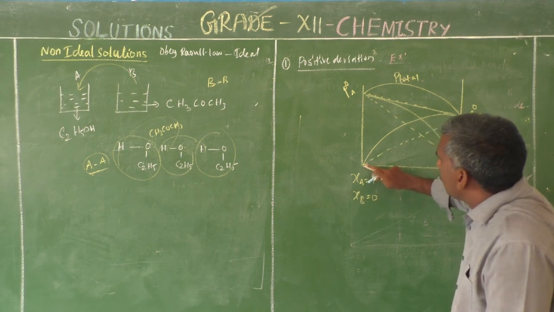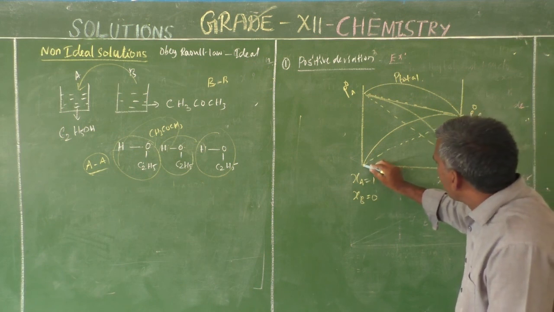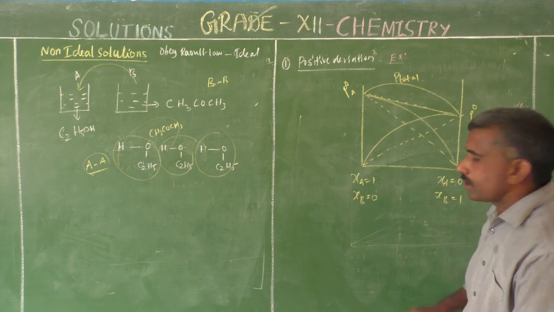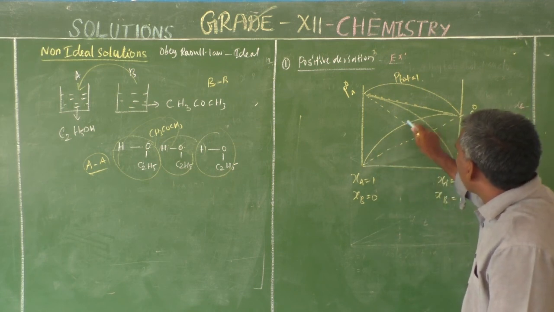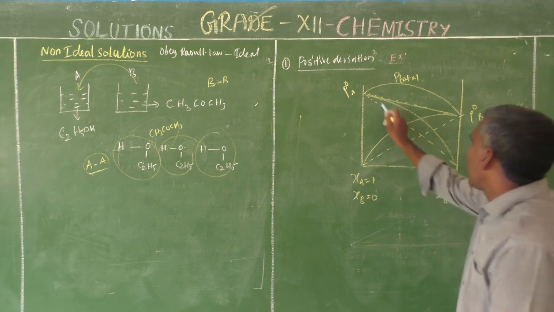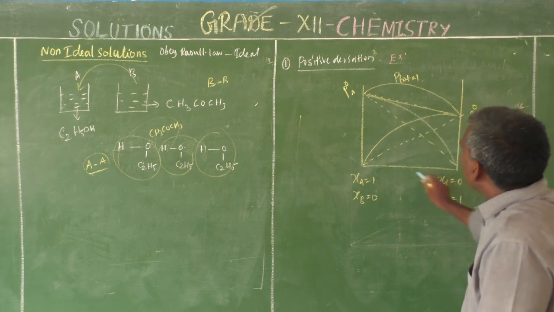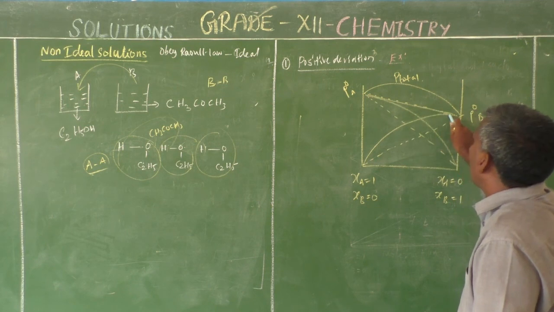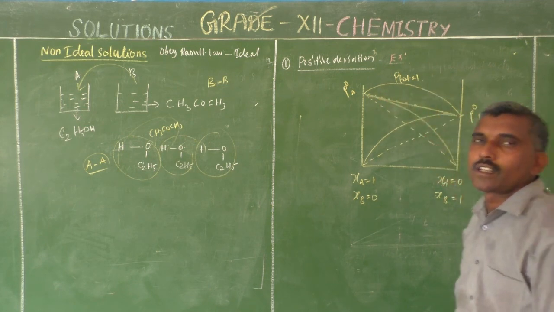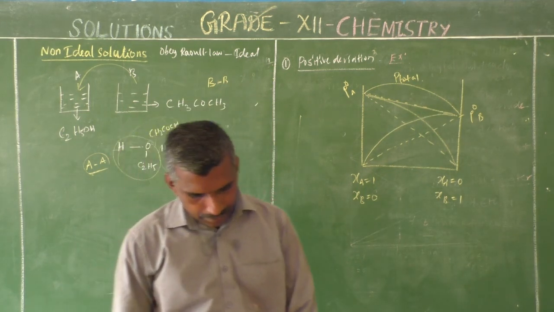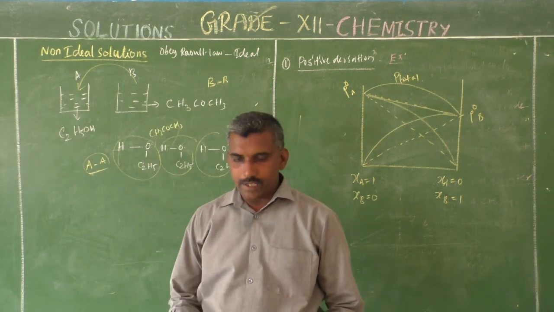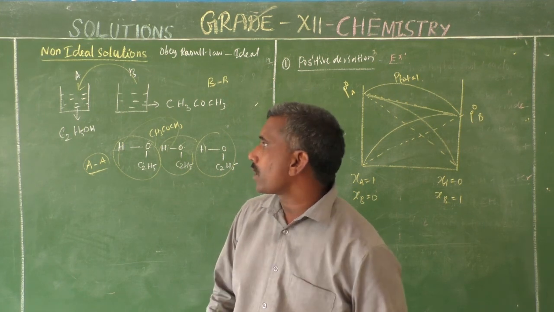When mixing with the acetone, the hydrogen bond in ethanol is breaking, so a maximum number of molecules escape and the vapor pressure is increasing. Then acetone also increases. So the total vapor pressure is not linear as per Raoult's law, but is increasing. This deviation is known as positive deviation.